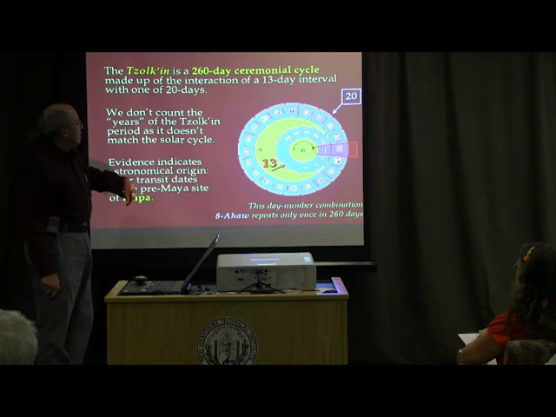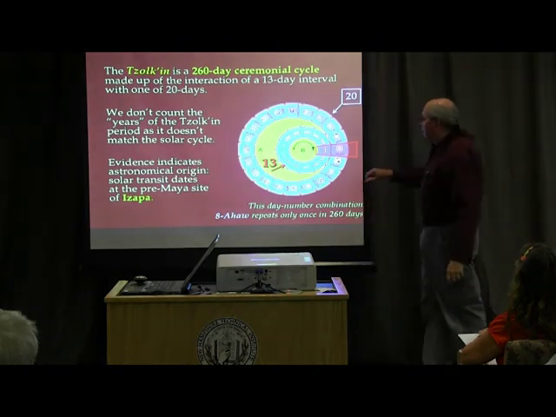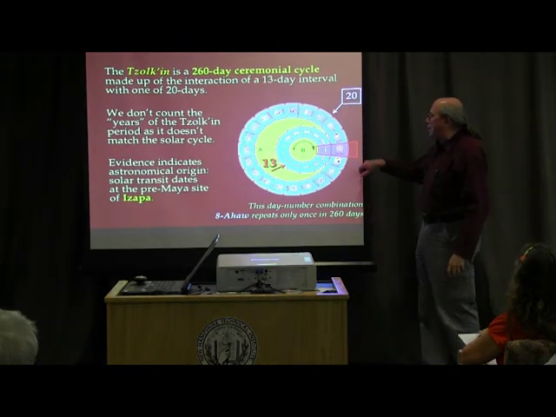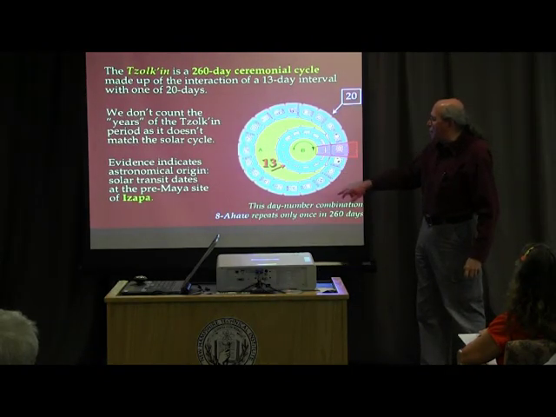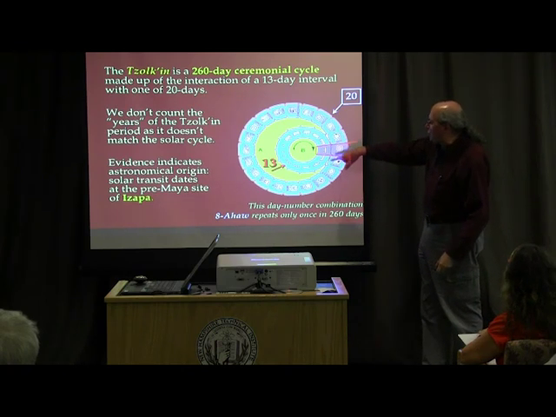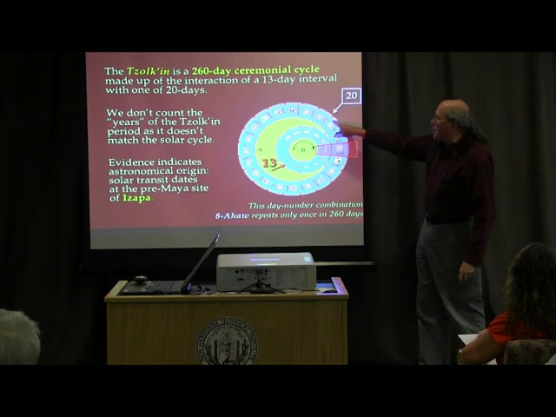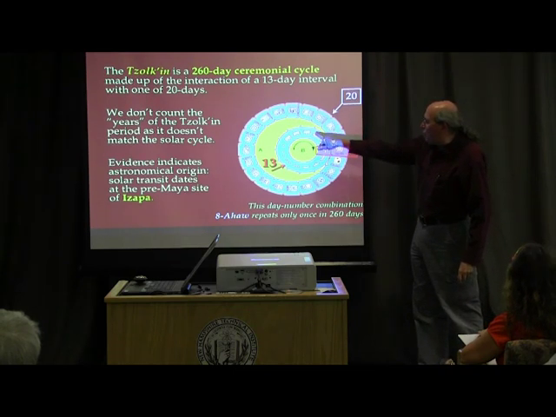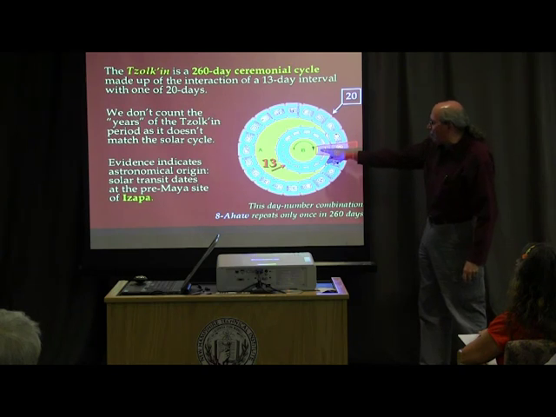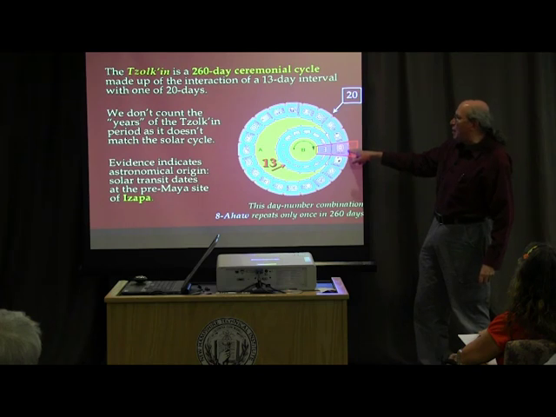Okay, so we have these two wheels here. We have the day symbol Ahau, and the number symbol 8. So these two wheels rotate together. The big wheel has to turn 13 times, and the little wheel has to turn 20 times before we see this combination again. And if you know your factoring, the lowest common multiple of 13 and 20 is 260.